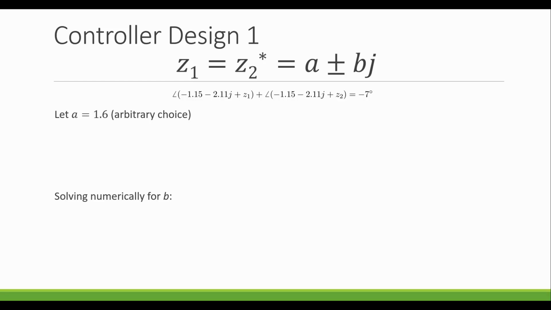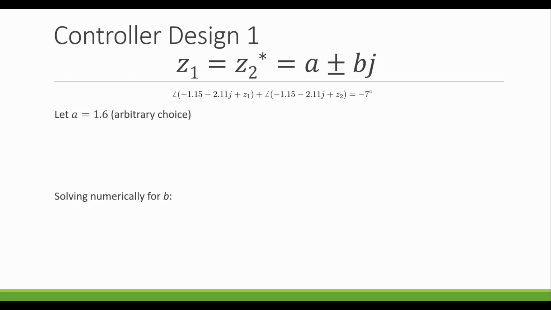So I'm going to select for both of these designs that the zeros I choose for my controller will be complex conjugates of each other. Now, they could be both real, or they could be complex conjugates. I'm not going to go through real examples in either of the designs, so I'm going to say that they're in the form of A plus B times J, and then the other is A minus B times J. So, for the first design, I'm going to choose the real part will be 1.6.